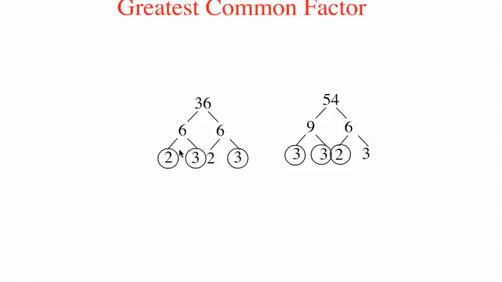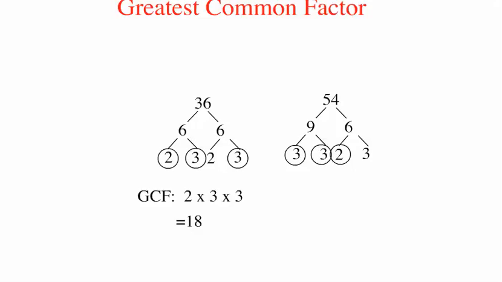So we're done. We've circled everything that's common. We've got to the last number in the first tree, and that's it. What we circled in the first tree is 2, 3, and 3, and that is your GCF. We just have to multiply them. So the GCF is 2 times 3 times 3, which is 18. You found the GCF of 36 and 54. It is 18. And that's it for the first example.